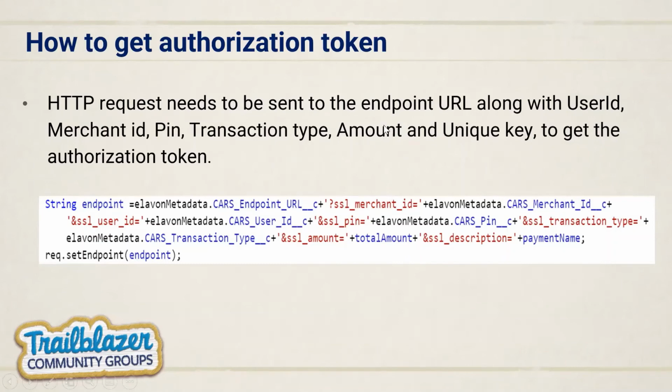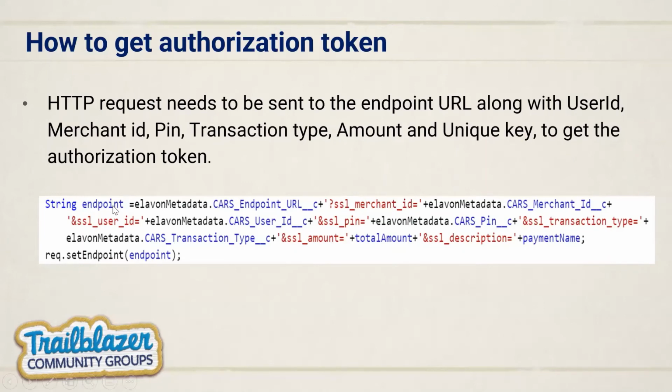The unique key is something we need to generate for each payment transaction. For example, if we have one particular payment record, we need to generate a unique key, a random number, for this particular payment to identify for which record we are requesting and for which record we need to update the response that we got from the payment gateway, right? So we need some unique key that needs to be passed as a parameter in the endpoint.